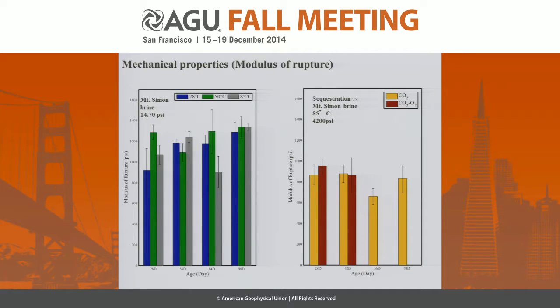Here are some results showing the modulus of rupture. If you pay attention to the color of the different histograms, each color represents a different exposure condition. The figure on your left is the one exposed to synthetic Mount Simon brine, and the one on the right is the one exposed to CO2 and CO2, O2. You may notice that two red bars on the right side are missing, because we had corrosion issues when CO2, O2 got into the system. So we are missing the 28-day and 42-day exposure, which are the 56- and 7-day data here. We notice that when samples were exposed to the CO2 and CO2, O2 sequestration conditions, lower modulus of rupture was observed.